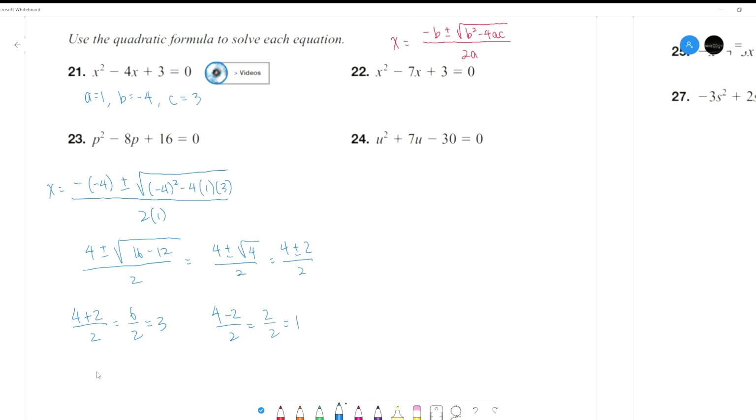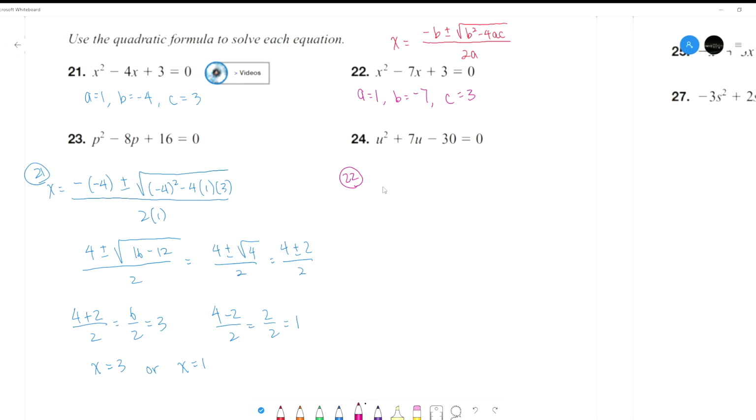So we have two solutions here. We have x is equal to 3 or x is equal to 1. So that was 21. Okay, let's do 22. All right, 22. What's our a? A is 1. B is negative 7. And c is 3.